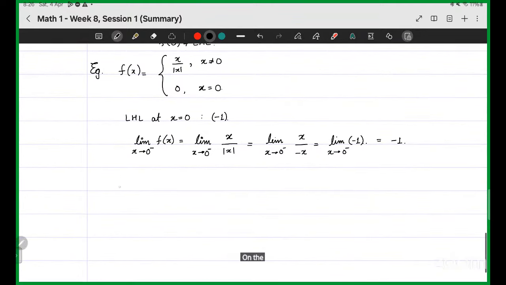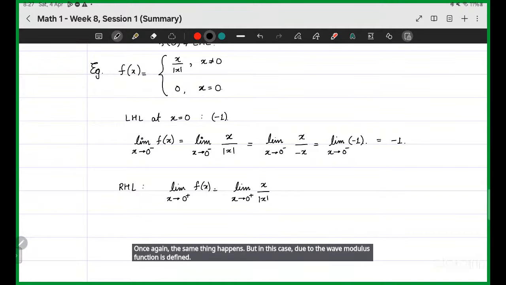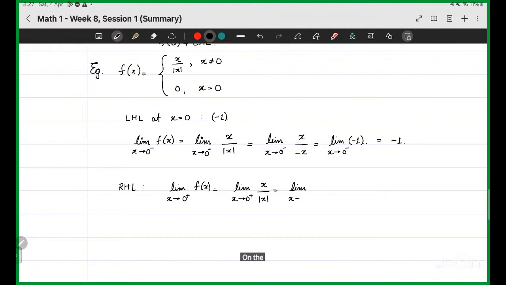On the other hand, if I want to do the right hand limit, I would try to approach 0 from the positive side. Once again, the same thing happens. But in this case, due to the way modulus function is defined, on the right side, what is the difference that would happen? The denominator would not be minus x, it would just be x.